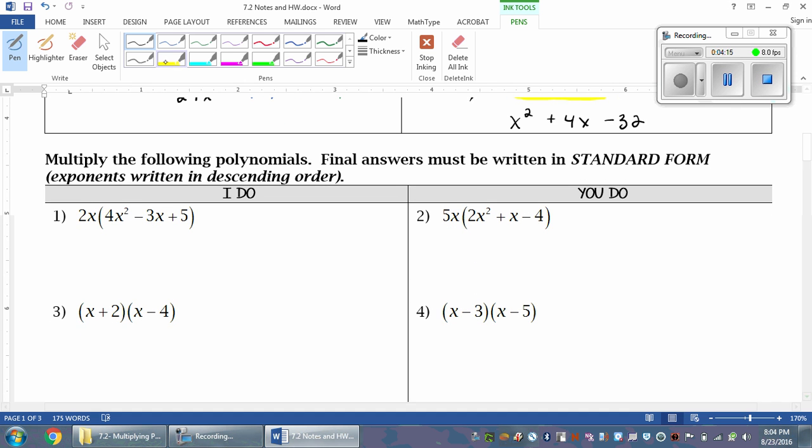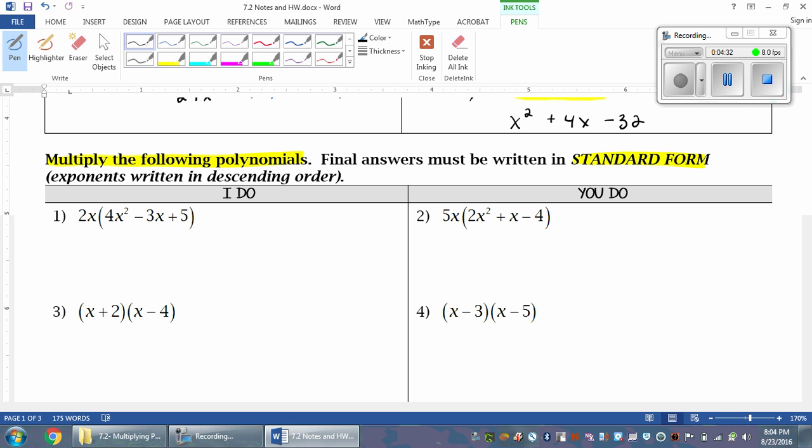We're going to multiply some polynomials. We need to make sure that our final answer is in standard form. Remember, standard form is from the first semester. We just have to have the biggest exponent first, all the way down to the smallest, and then the constant if you have any.